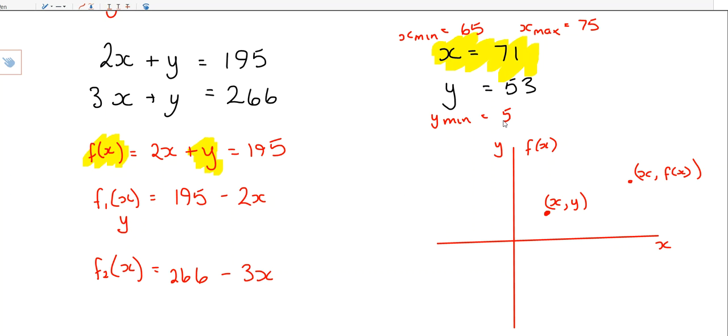Y minimum to -50, y maximum to 55. How do you do that? Okay, how do we do it?